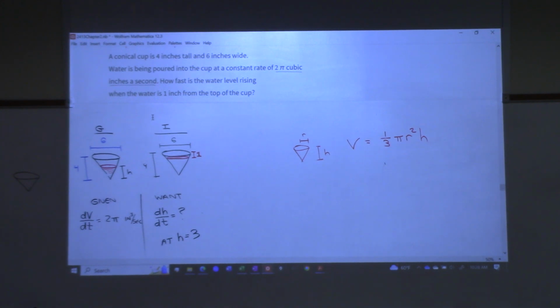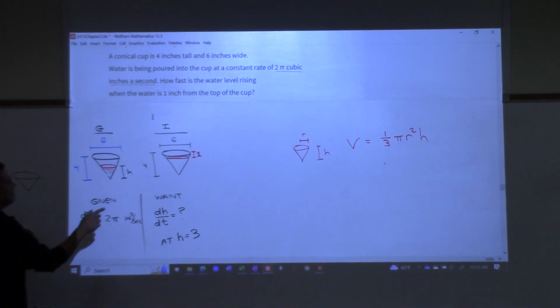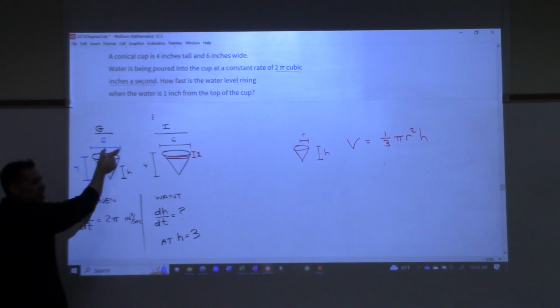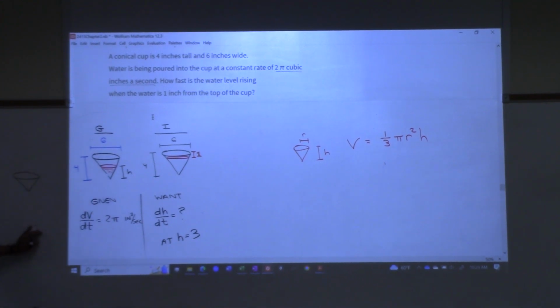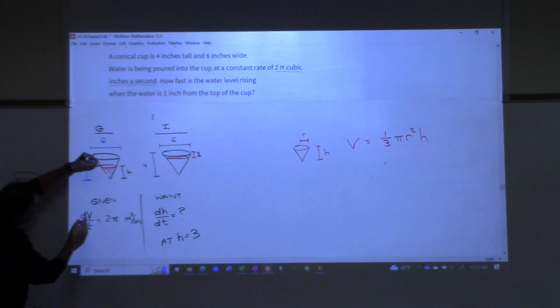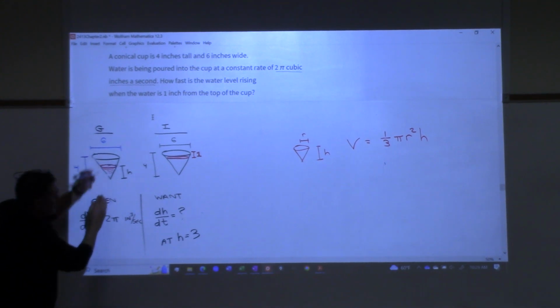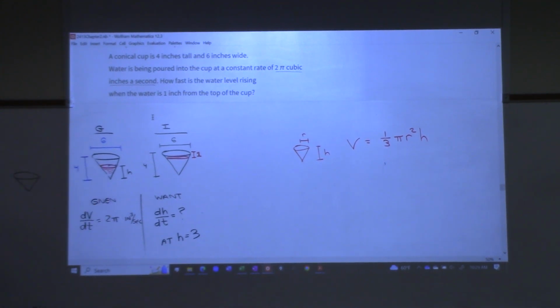Do we know R? No, I'm going to cut you off before you say yes. Don't tell me the radius is 3, because now you're talking about the cup. We're talking about the water. We're talking about the radius from here to here. That's a different radius, isn't it? So do we know it?